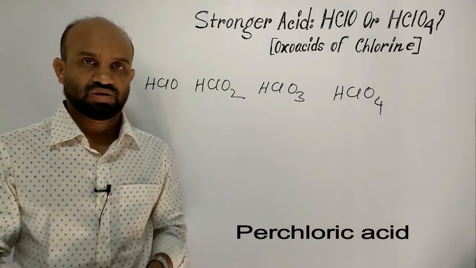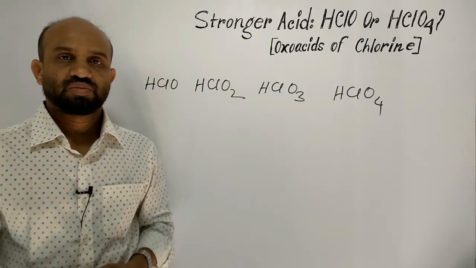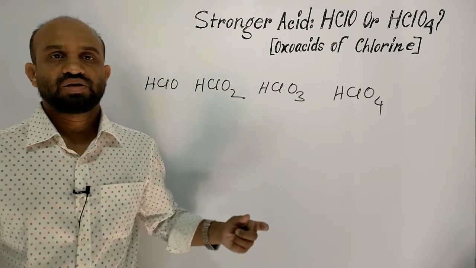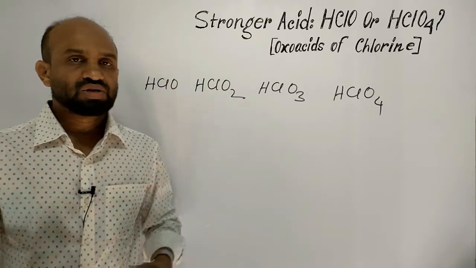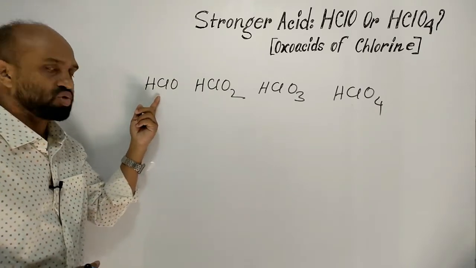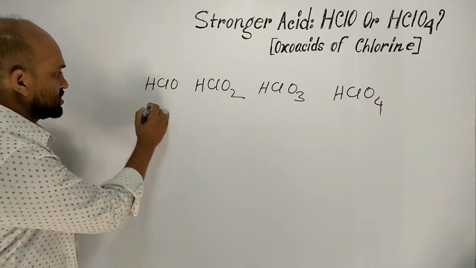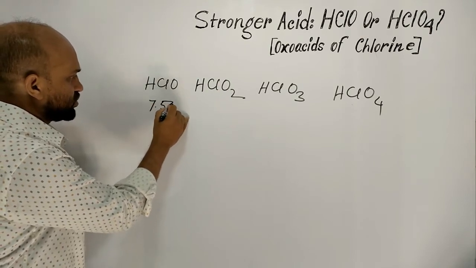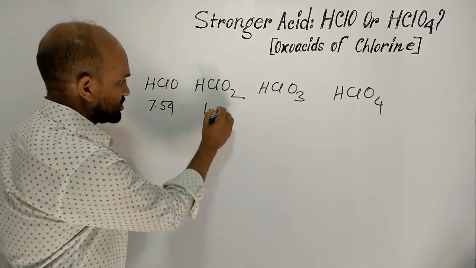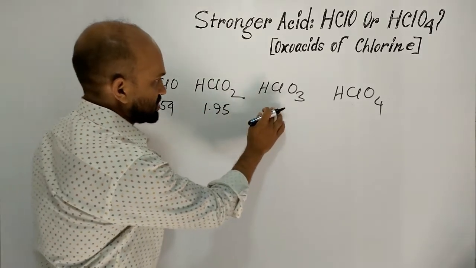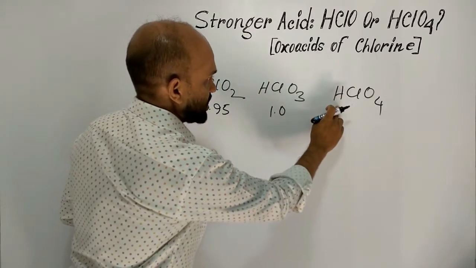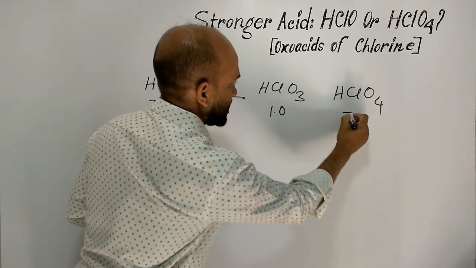Which one is stronger? One of the parameters is the pK value. The lower the pK value, the stronger the acid. Now let's see the pK values of these acids. The pK value of hypochlorous acid is approximately 7.54. Chlorous acid is approximately 1.95. Chloric acid is approximately 1.0. And the pK value of perchloric acid is -8.